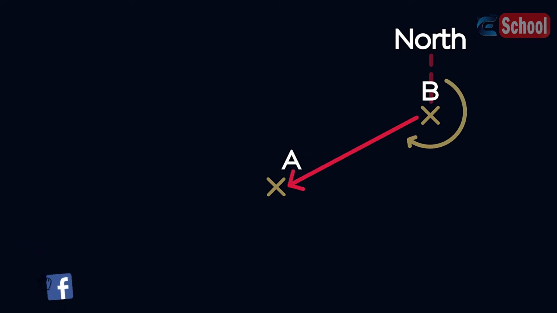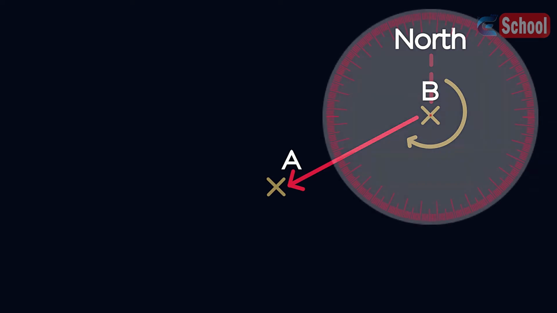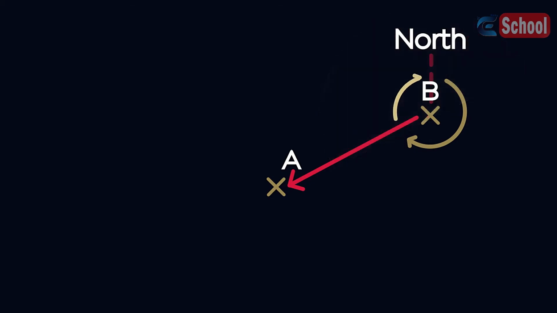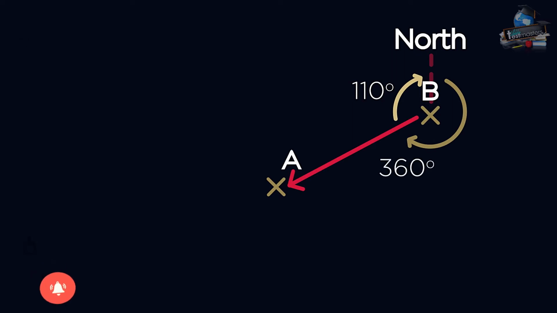remembering to move clockwise. If you do not have a 360 degree protractor, you can measure the smaller missing angle, then subtract this value from 360. For example, if the missing angle was 110 degrees, then the bearing of A from B will be 360 degrees minus 110 degrees, which equals 250 degrees.